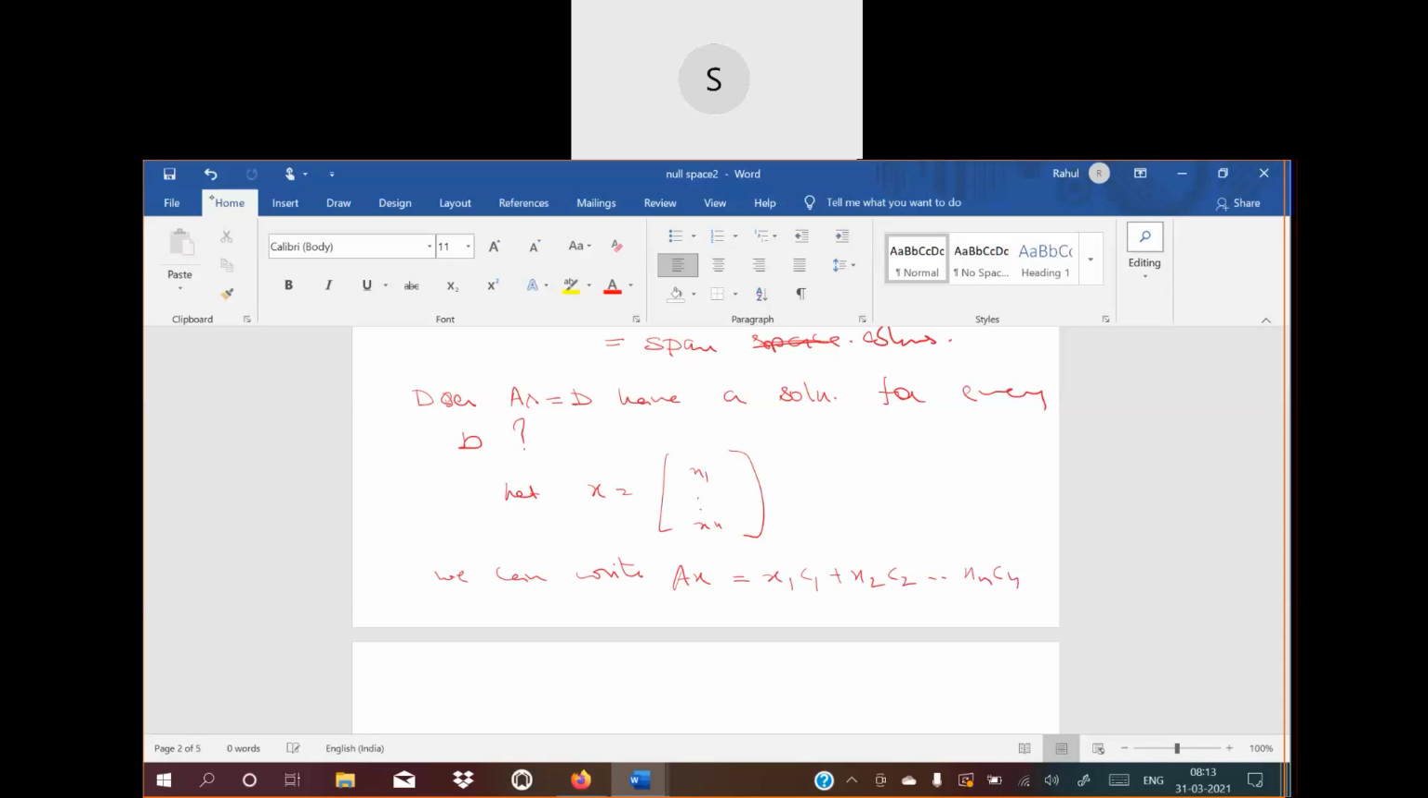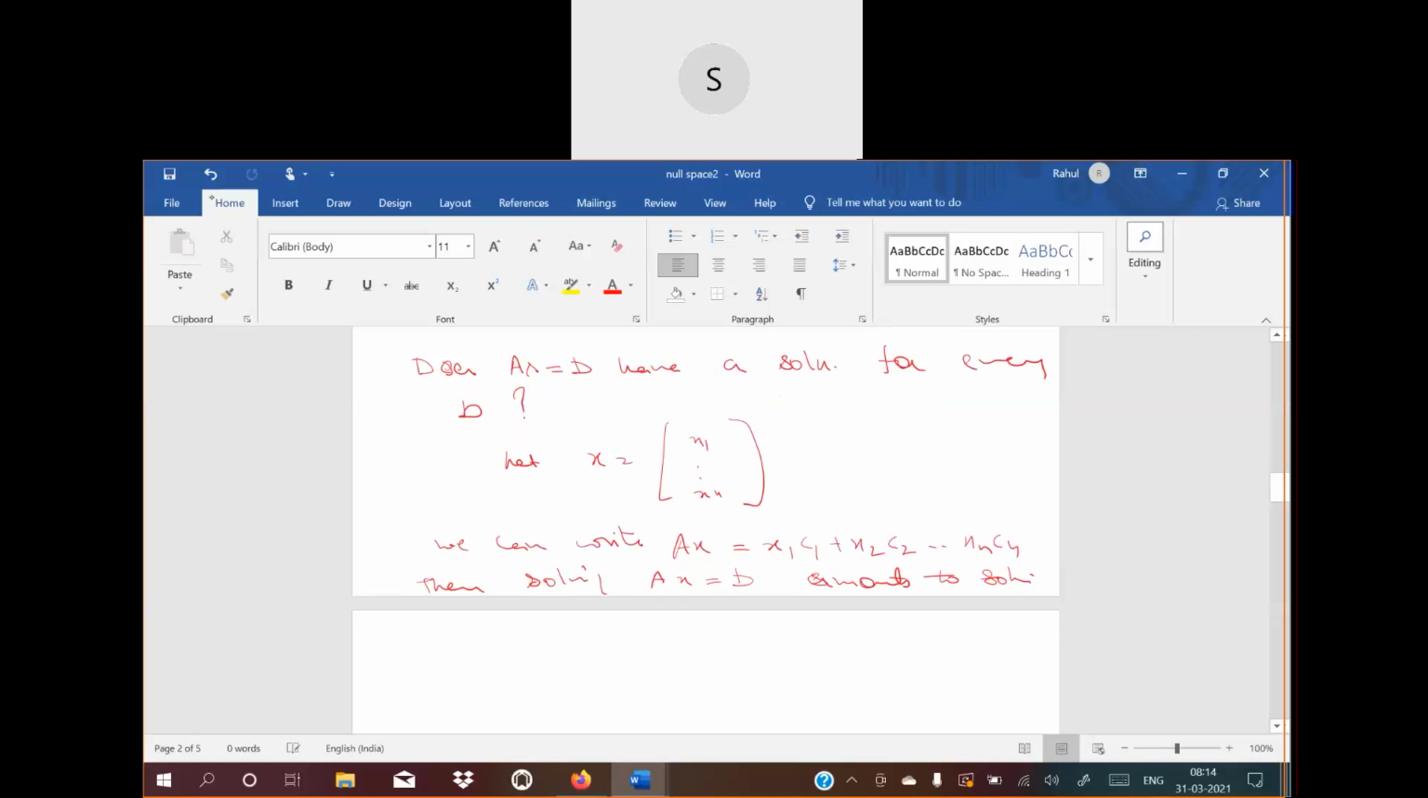Because what we are saying is that A is a span of those columns. Therefore Ax can be written as x1 c1 plus x2 c2 up to xn cn. And if Ax equal to B has a solution, then solving Ax equal to B amounts to solving x1 c1 plus x2 c2 and so on plus xn cn equal to B.